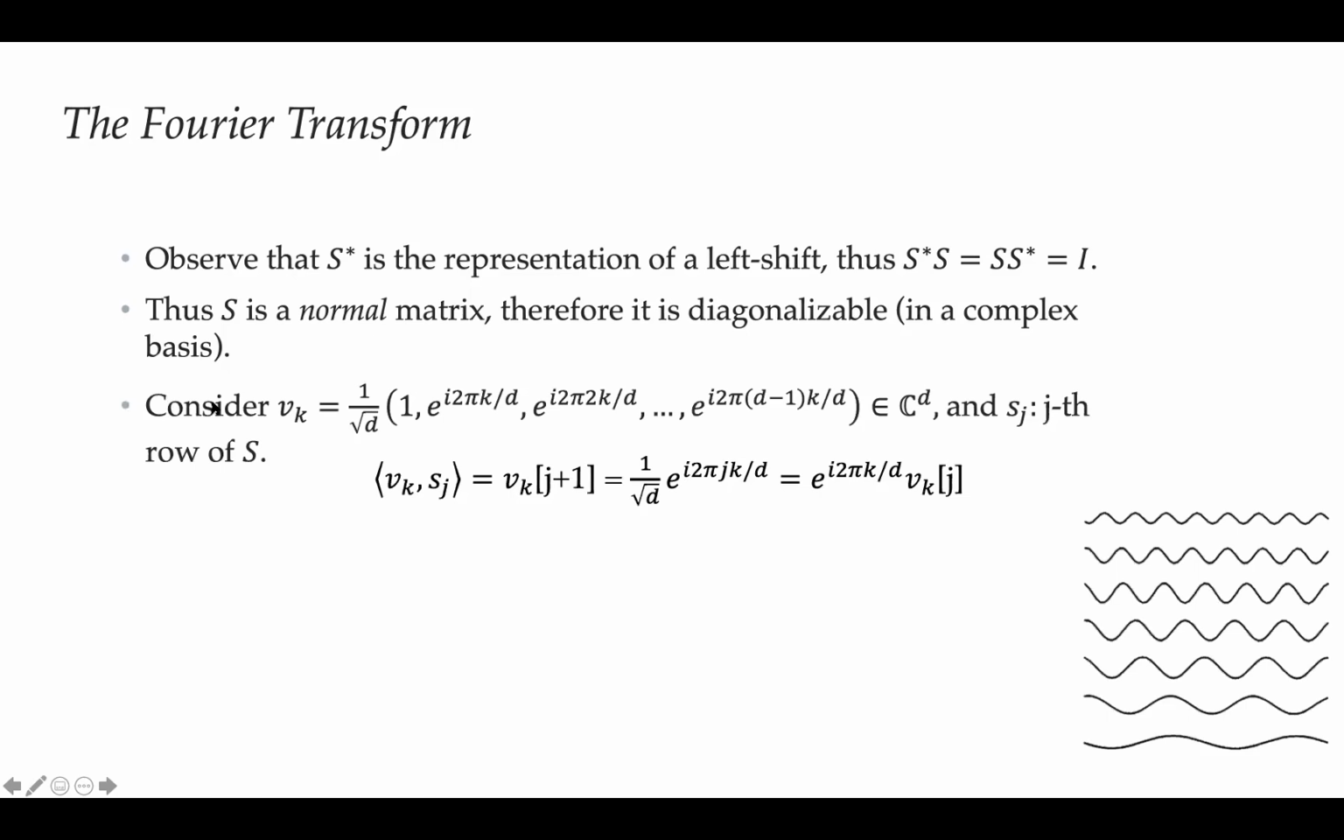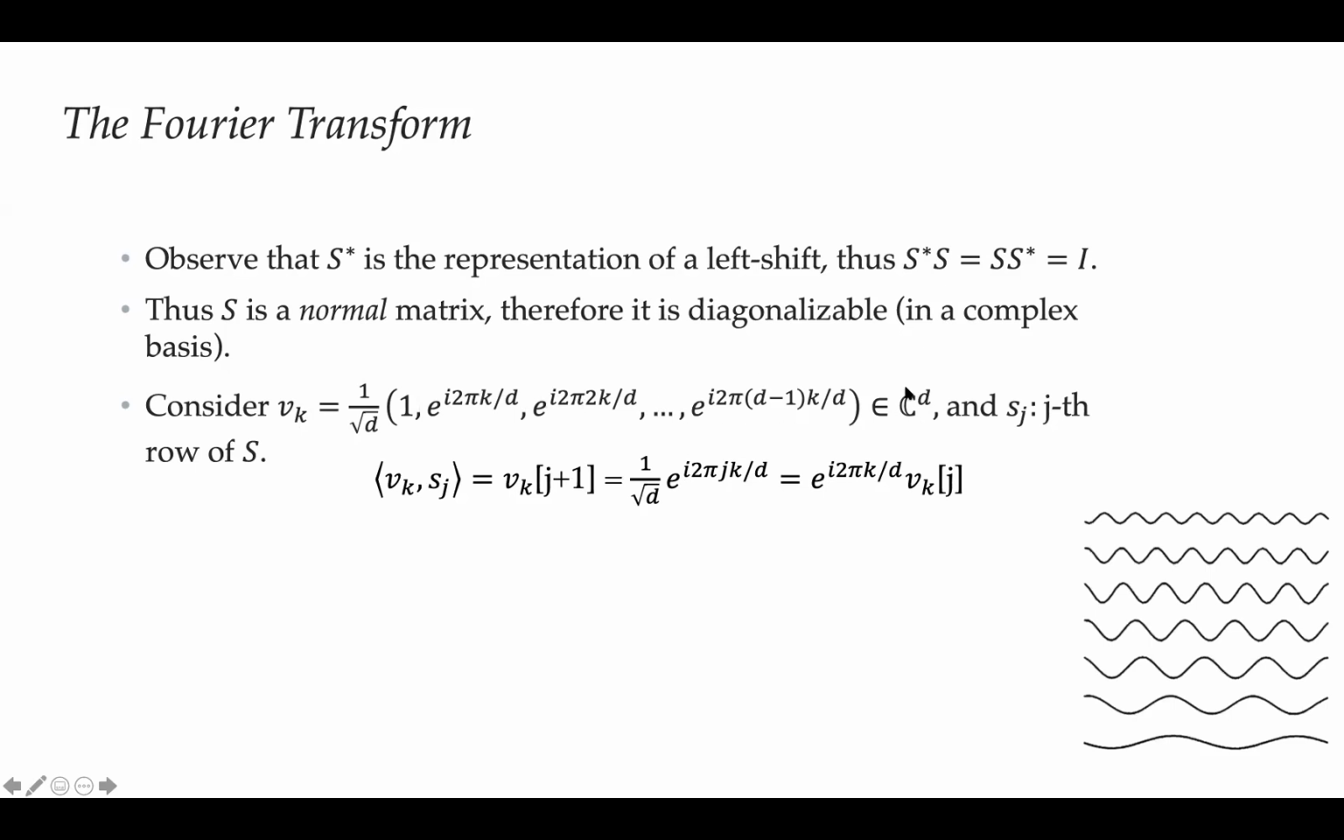So let's cut to the chase. Let's consider this vector, right? For every k, a natural number between 0 and d minus 1, given by this family of complex exponentials.